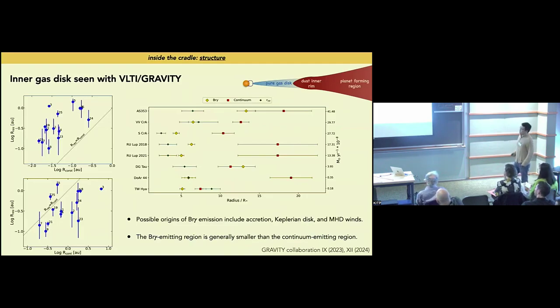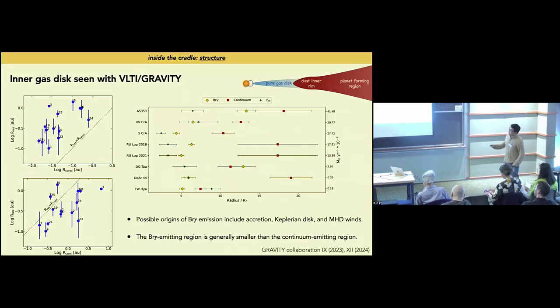Again, the Brackett gamma emitting region is generally smaller. So what you are looking at here are the yellow diamonds. And if you compare that with the continuum, this is now the dust rim location, which I talked about in previous slides, right? Those are red. And you see consistently for this T Tauri star sample, you see yellow closer to red, meaning that this gas disk, whether it's coming from a Keplerian disk or from MHD winds, is probing somewhat smaller radii than what we probe with dust, right?